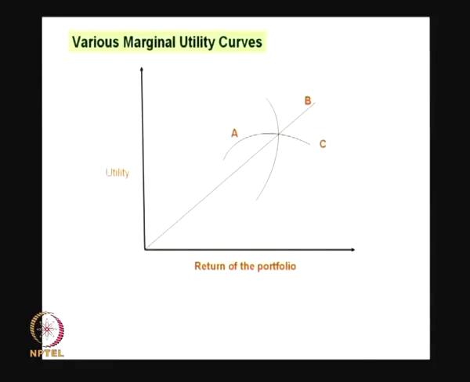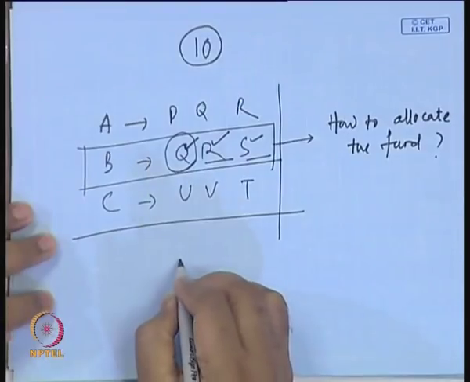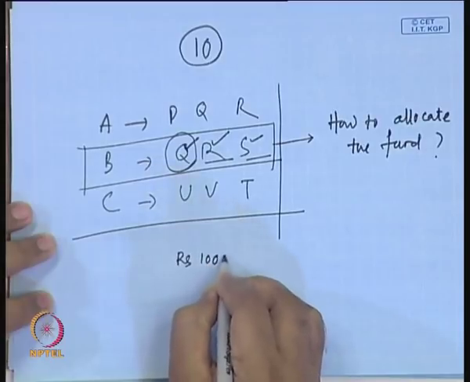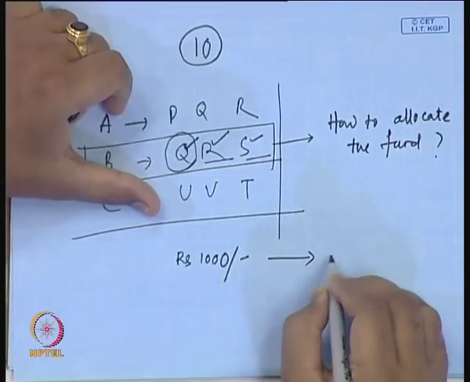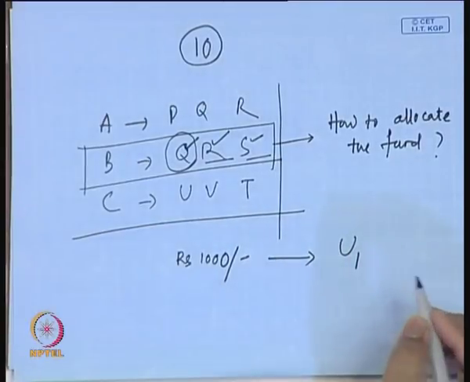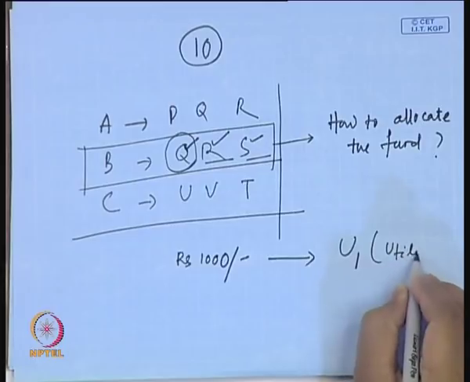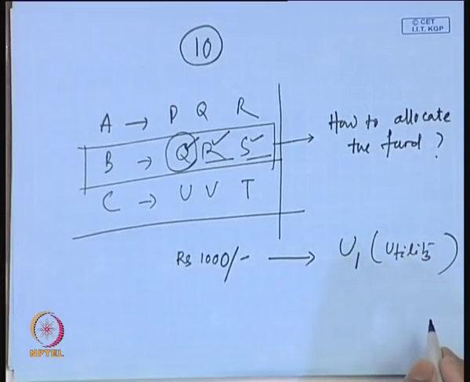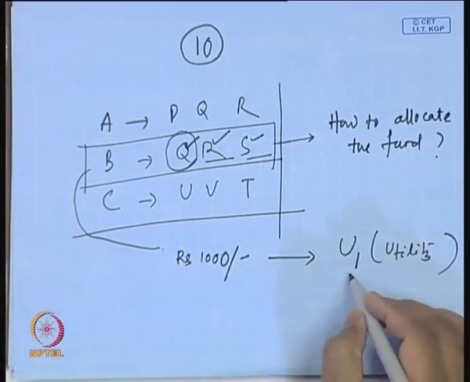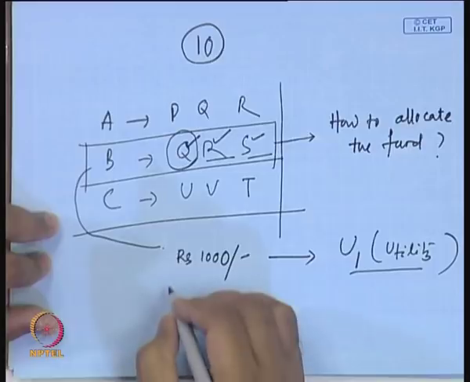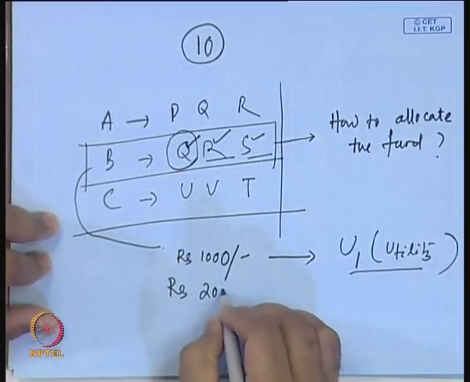Then another question arises: is it always possible to say that, for example, we were investing 1000 rupees in the market? If you are investing 1000 rupees in a portfolio, let this be the B portfolio, and you are getting the U1 level of utility. Let us say we have increased our investment up to 2000 rupees.